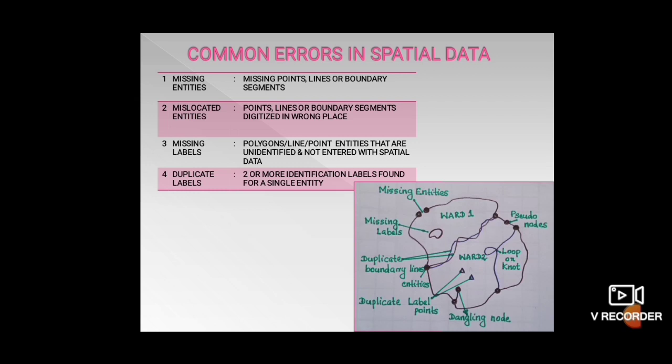In case of a duplicate label, there may be two or more identification labels found for a single entity. Towards the bottom of the diagram, you can see in a triangle-shaped icon that two entities, or two features, are being shown, and they have the same label point. So that is a duplicate label.